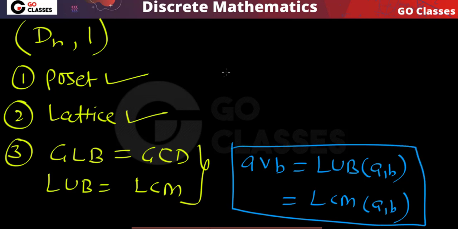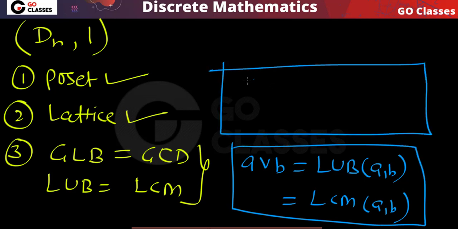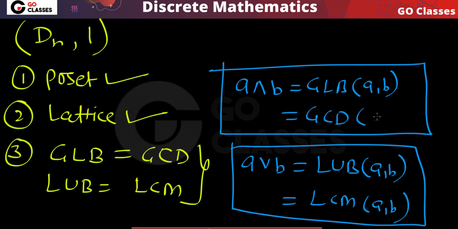And similarly, if you want to find the GLB of A comma B, then that is the same as the GCD of A comma B. So this is a poset, this is a lattice, GLB is GCD, LUB is LCM, all these things we have seen. These are important. Now the next thing: Dn comma divisibility is always a distributive lattice.